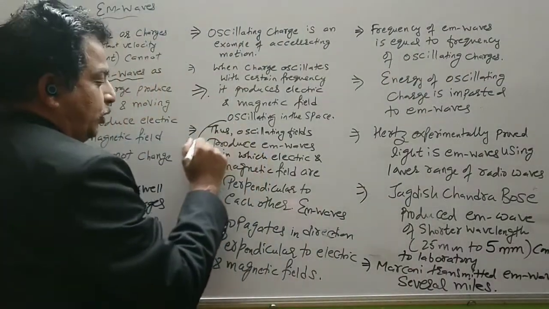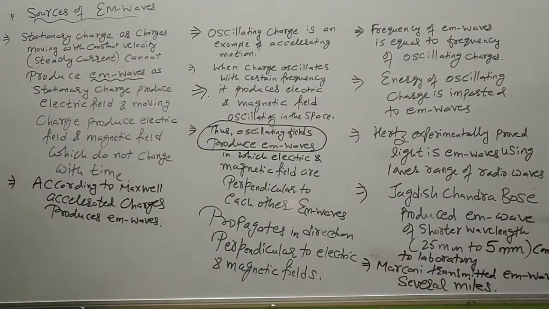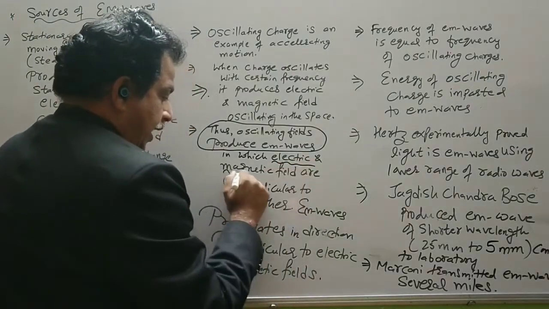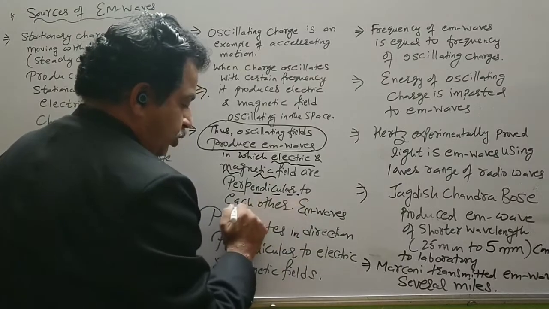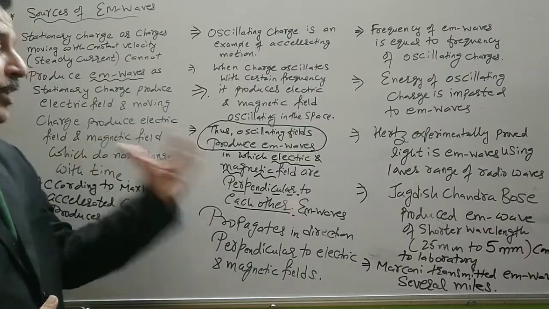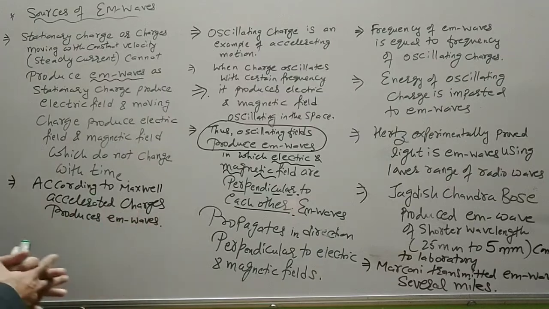So this is the point you have to remember, that oscillatory fields produce electromagnetic waves, in which the electric and the magnetic field are perpendicular to each other. We are trying to understand the basic concepts only. We are not going into detail, but there are experiments from which electromagnetic waves can be originated. So we are not going into the depth of the concept.